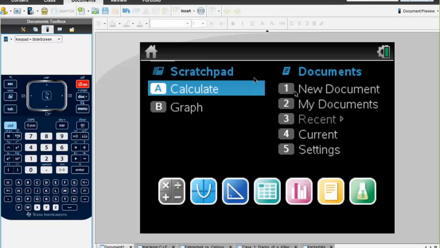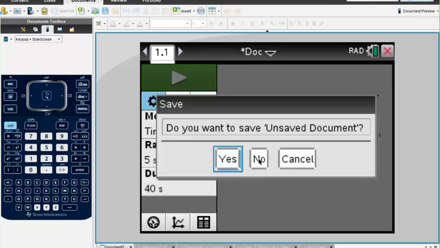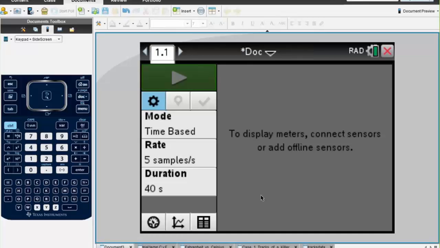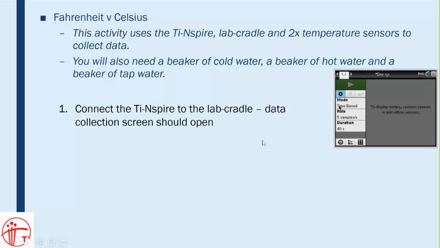So if I go into a new document, I won't save my unsaved document. I can choose Vernier Data Quest, and it's already there. When the students connect in their calculators, they should actually see that collection screen open up straight away. If they don't, it could be there's a slight connection problem, maybe the lab cradle's battery is low and it's not getting enough connection, that sort of thing. A few things you can look at there.